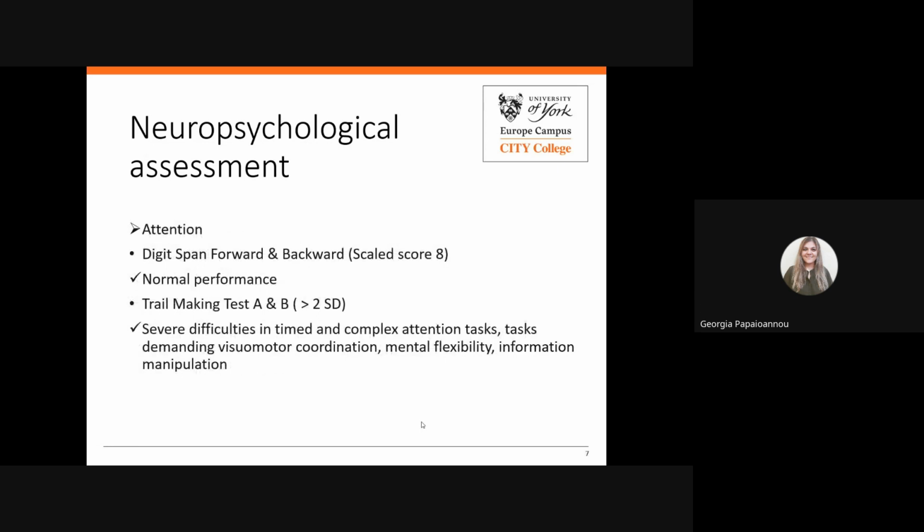Regarding the attention domain, we've given the digit span forward and backward condition, which was found to be normal. However, the trail-making test, part A and B, revealed severe difficulties in tasks such as this one, which are timed and more complex in attention, that demand visual motor coordination, mental flexibility, and information manipulation. So it pretty much has a lot to do with working memory as well, as we can understand.